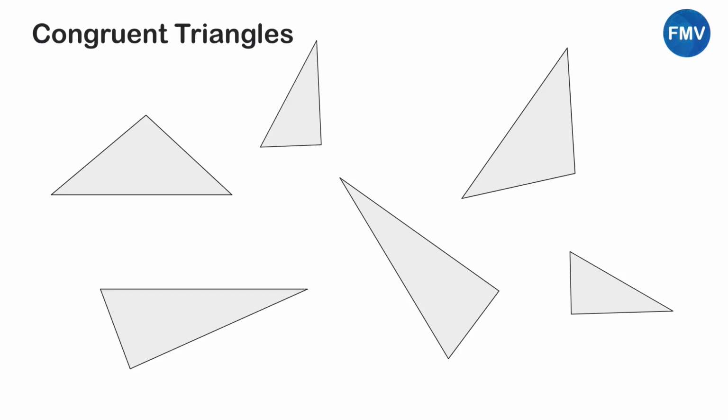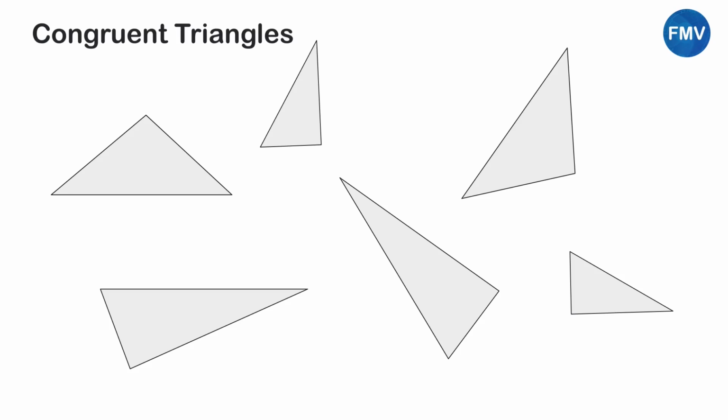Hello again. So in this video, we're looking at congruent triangles. But the first question is, what does congruent mean? Well, this word congruent just means shapes, not just triangles, but shapes that are exactly the same shape and size, even if they're flipped. In other words, shapes that fit onto each other.